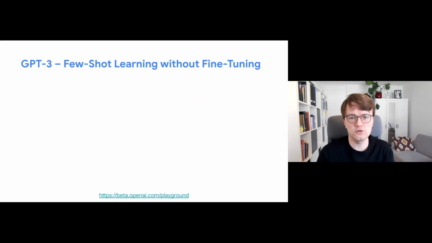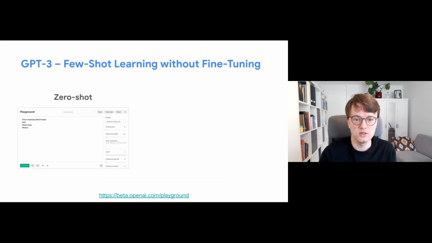Okay, so what do we mean by few-shot learning without fine-tuning? In the paper, they give many examples showing that you can actually use the same model without having to fine-tune the model parameters to solve a wide range of tasks. So let's take a look. First, before we talk about few-shot, let's talk about zero-shot. Zero-shot means that you don't have any training samples to teach the model how it should solve a given task. Rather, you just basically describe the task.